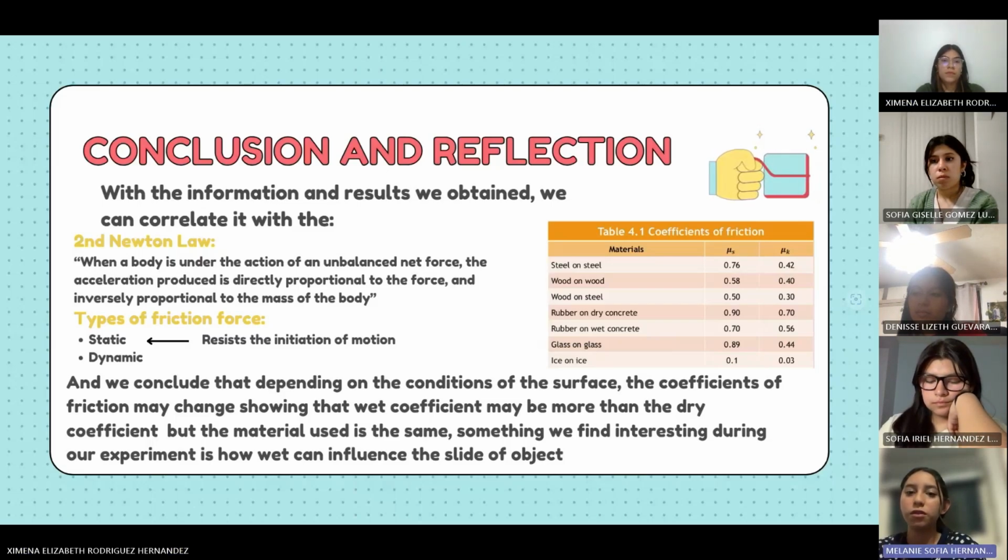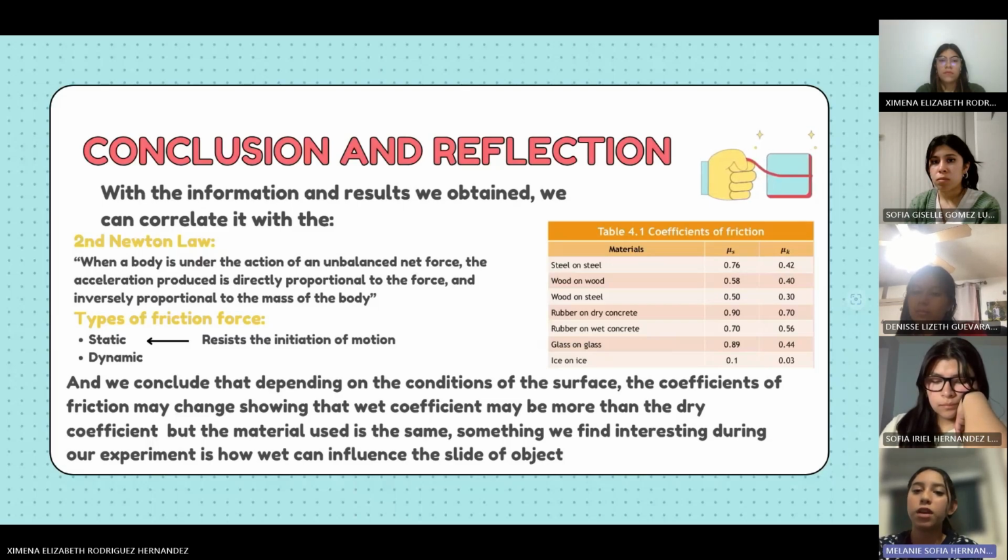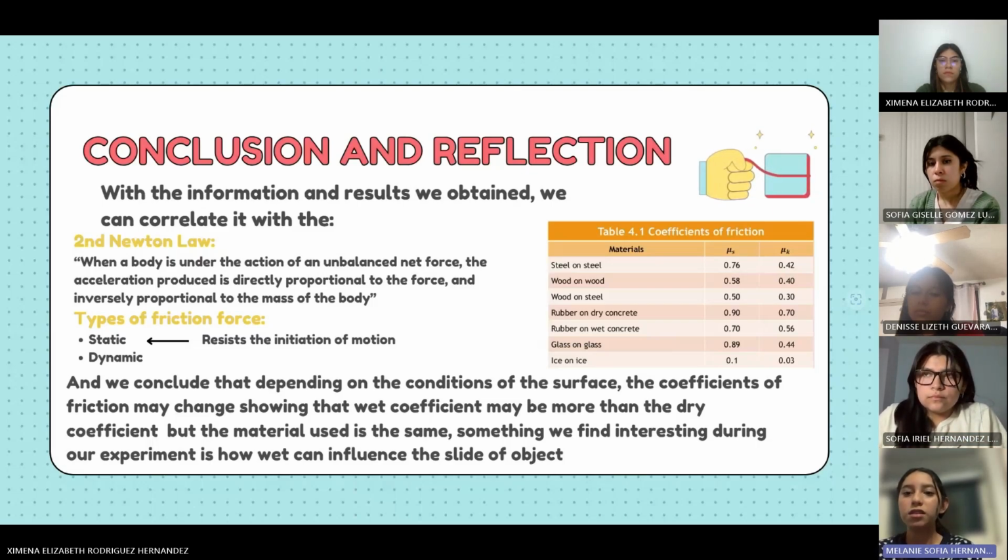With this, we can conclude that depending on the conditions of the surface, the coefficients of friction may vary. For example, the wet coefficient may be more than the dry coefficient, even though the material used is the same. Something we found interesting during our experiment is how wetness can influence the sliding of an object.